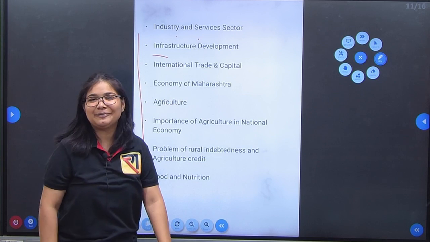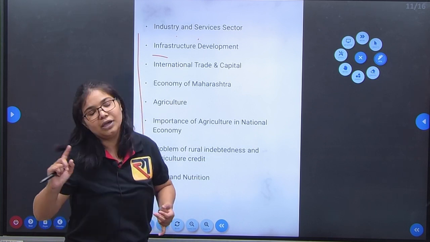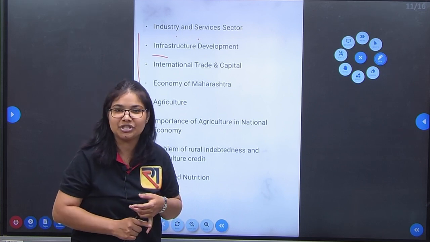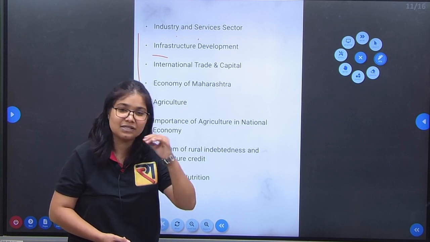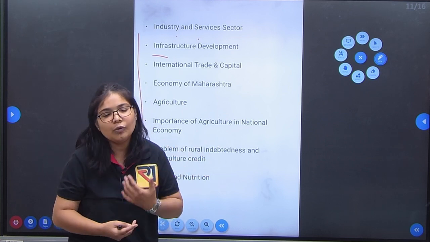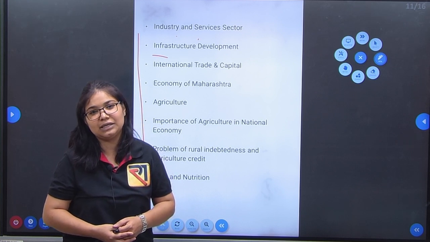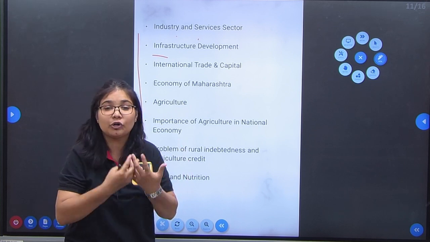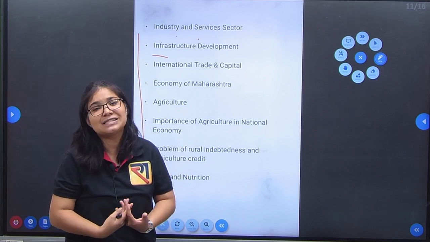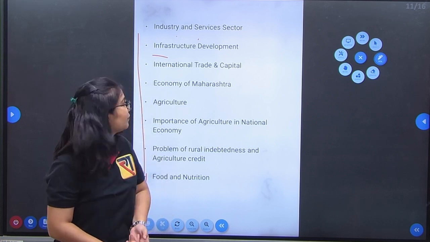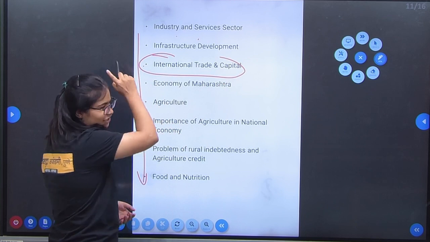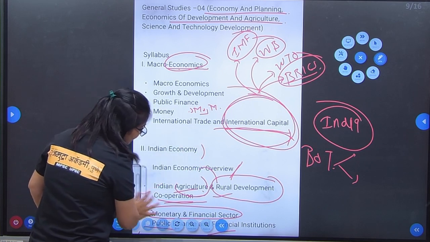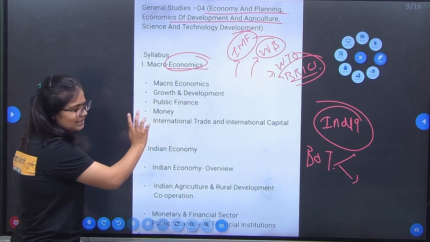Then infrastructure development, like road development, rail development, airways development, sanitation. You must have heard about the Swachh Bharat Mission. Before Swachh Bharat Mission, there was another scheme called Nirmal Bharat Mission. So we have to discuss all these things. Bridges, you must have heard about the concept of monorail, metro projects. These are the infrastructural development we have to discuss. Then international trade and capital, this is an extension of this topic. We will discuss it in that section only, with regard to India.